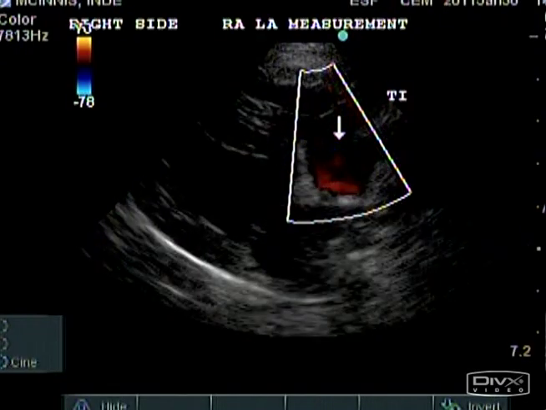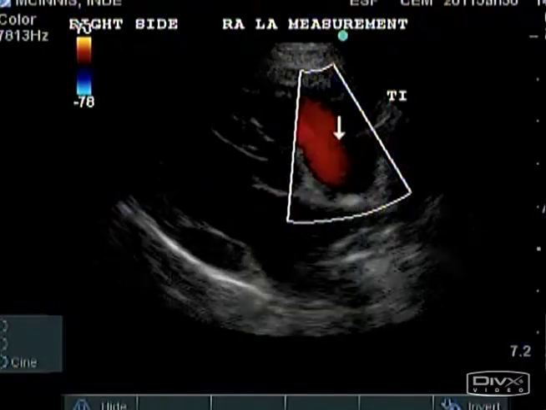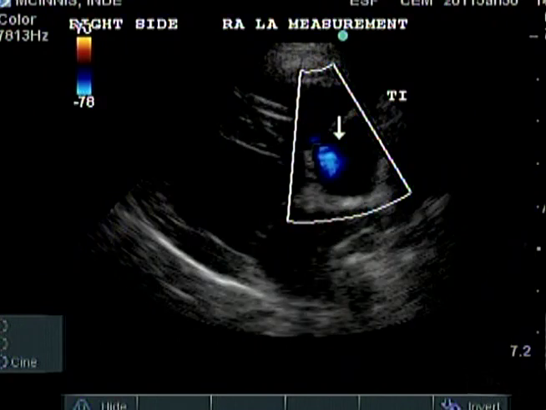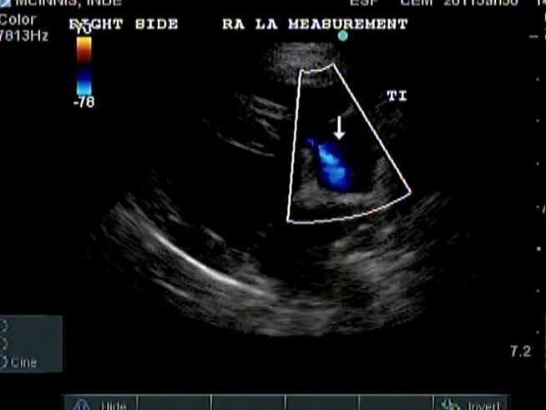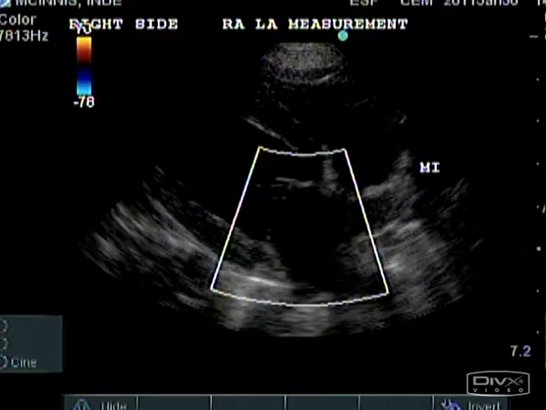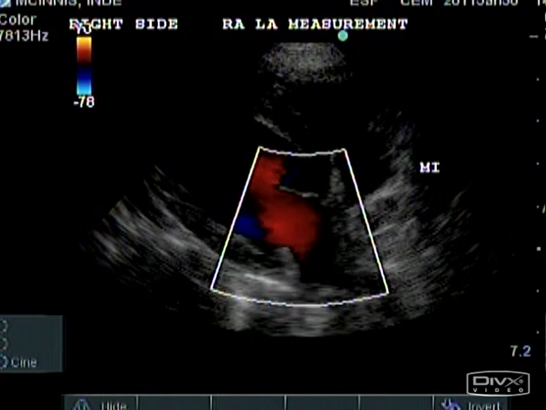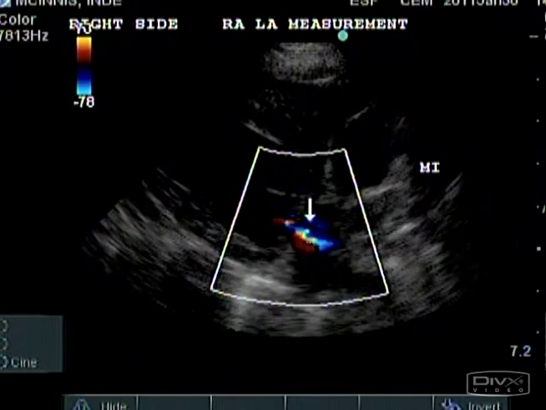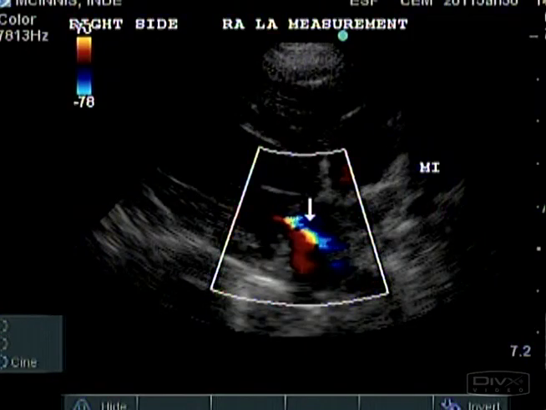Use color flow Doppler to check for a tricuspid insufficiency. If the left atrium is markedly larger than the right, there is probably a mitral insufficiency. Use color flow Doppler to look for the mitral insufficiency. If there is no obvious mitral insufficiency, the patient may have an aortic or subaortic stenosis.